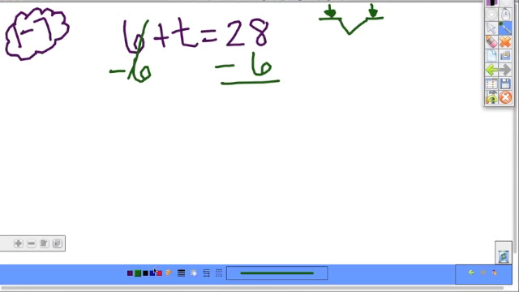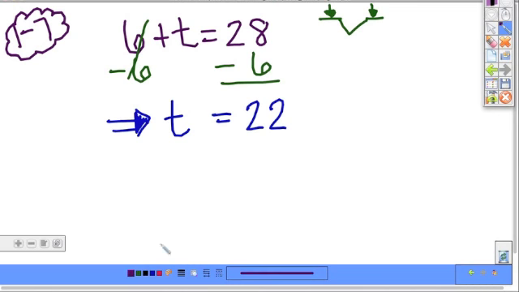All right? Now I'm going to come and bring down my t. Because my goal in this project is to do this right here. Get the variable by itself. When you have the variable by itself, you can solve for what the variable was. Now I'm going to come over here and do 28 take away 6. And I'm going to get 22.